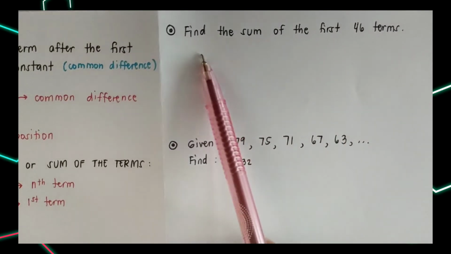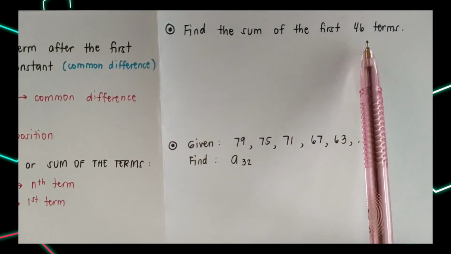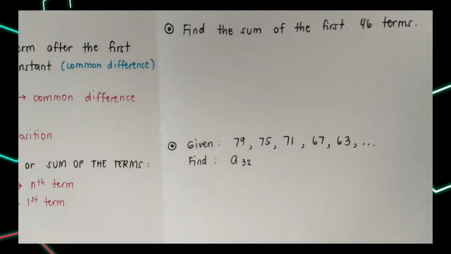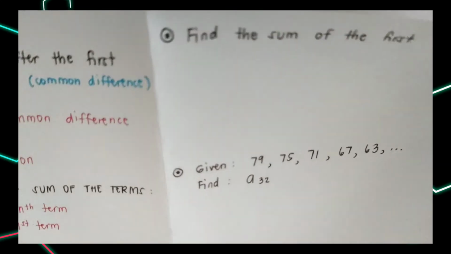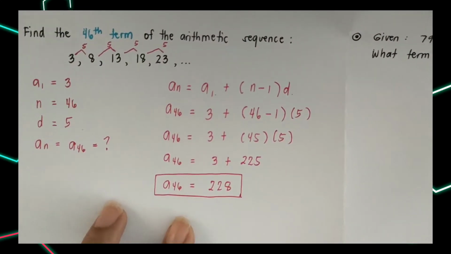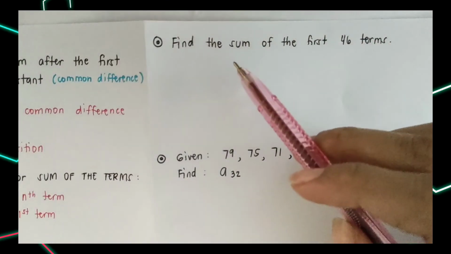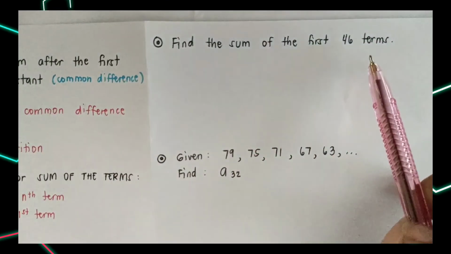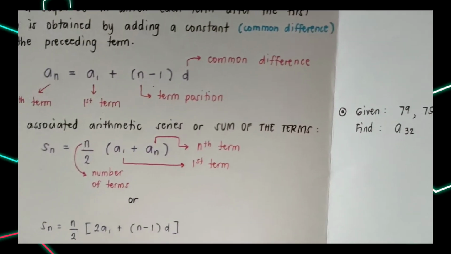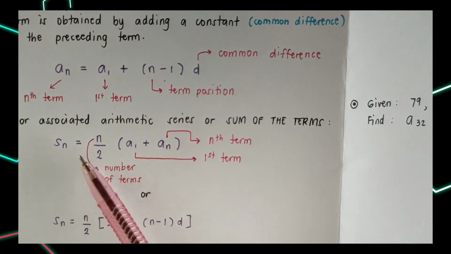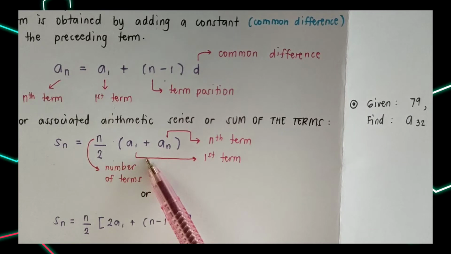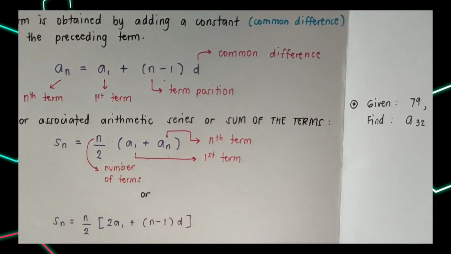We are asked to find the sum of the first 46 terms. So we will base the answer here from the solution that we obtained in our first example. We need to find the sum of the first 46 terms, and the formula to be used to get the sum will be S sub n is equal to n over 2 times the quantity of a sub 1 plus a sub n.